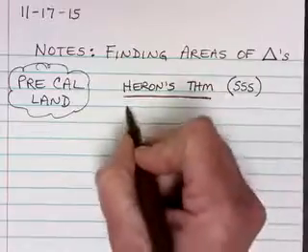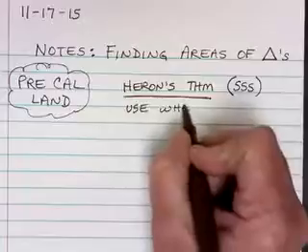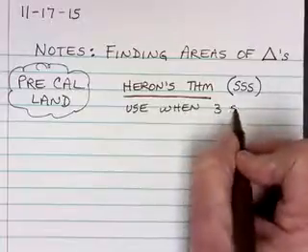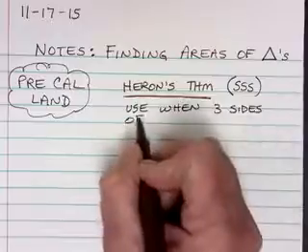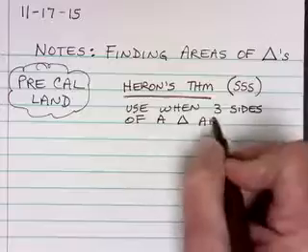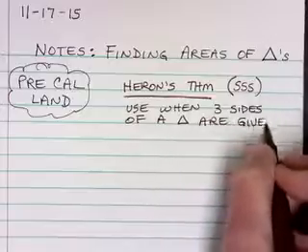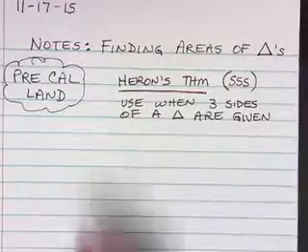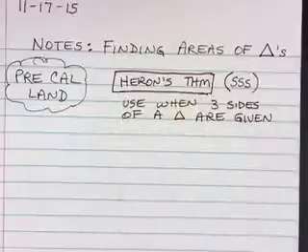So Heron's theorem you use when three sides of a triangle are given. And again, Heron's theorem, you have to have SSS or three sides.